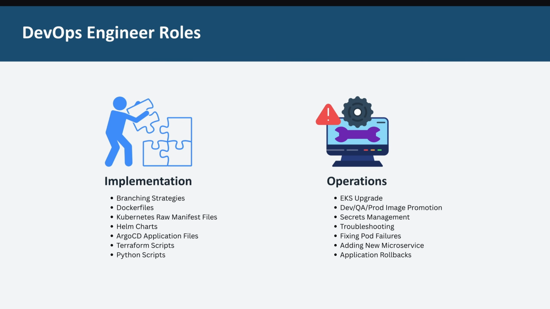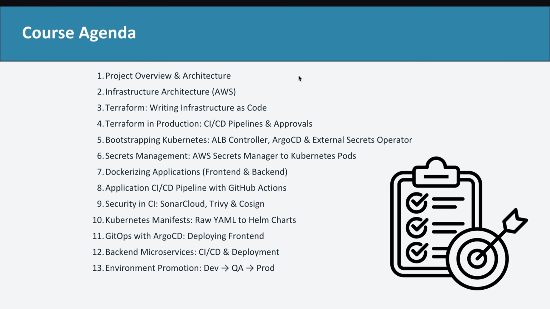Before diving in further, let's understand our course curriculum so that you will know what exactly we are going to do by the end of this project. First, I am going to start with project overview and architecture. Then we will talk about infrastructure architecture. We are using AWS Cloud to set up this project. Next, writing infrastructure as code. We need to write different modules to create this infrastructure. For that, we are using Terraform.